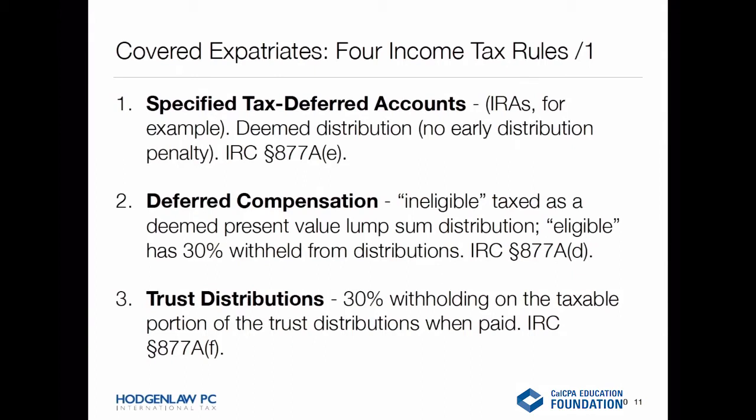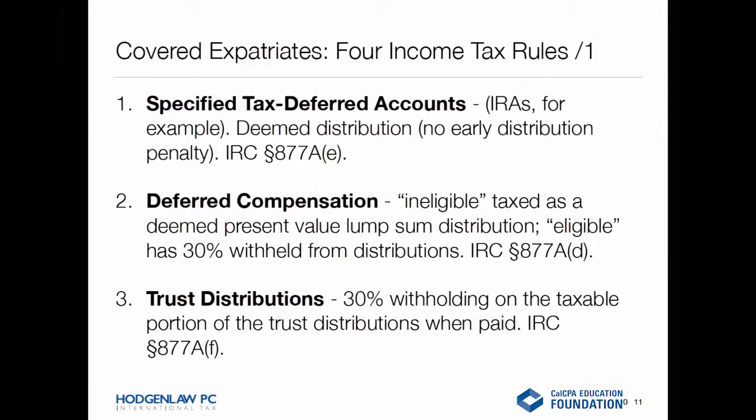The first is specified tax deferred accounts. These are things like IRAs. These will get a deemed distribution on the date of expatriation of the full account value. So in other words, you pretend you emptied out your IRA and you have to pay tax on it as of the date of expatriation.